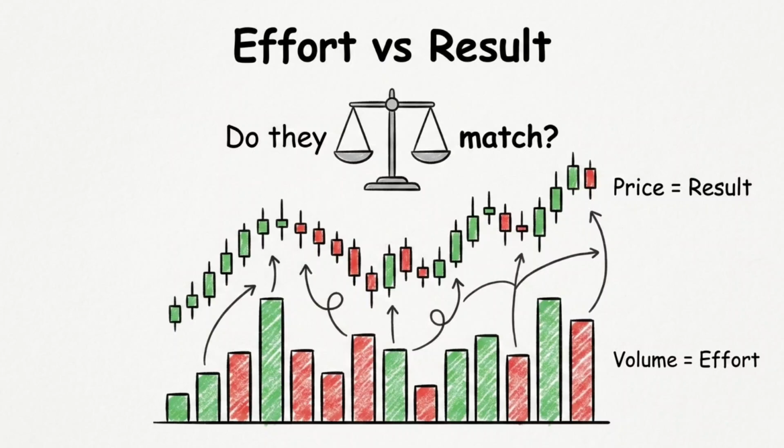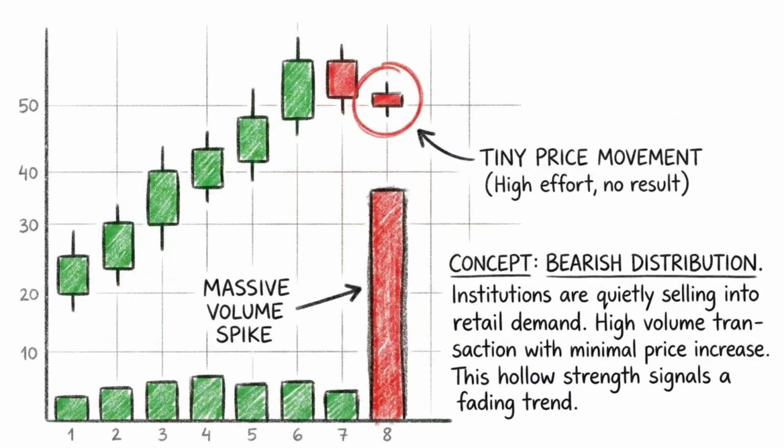That means buyers or sellers are successfully pushing the market. The trend is healthy. But now flip the scenario. Volume spikes massively, but price barely moves. That's a huge amount of effort with almost no result. Something is off. And in many cases, this signals distribution. Institutions are quietly selling into retail demand. While the market looks strong on the surface, the underlying strength is actually fading.